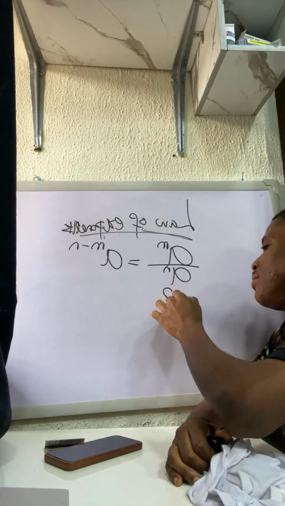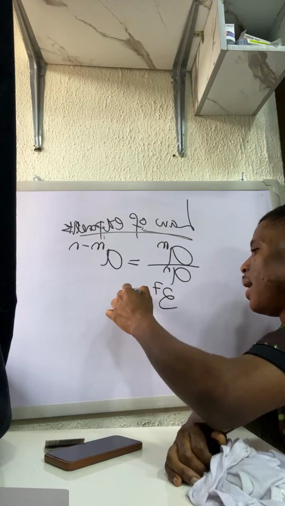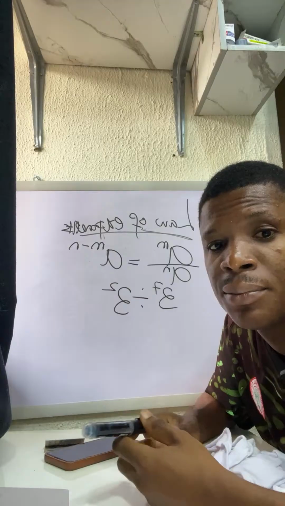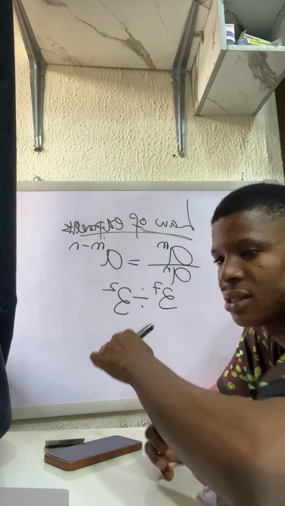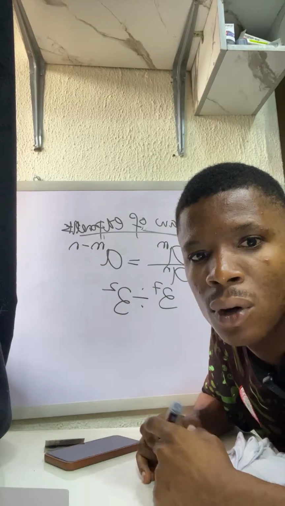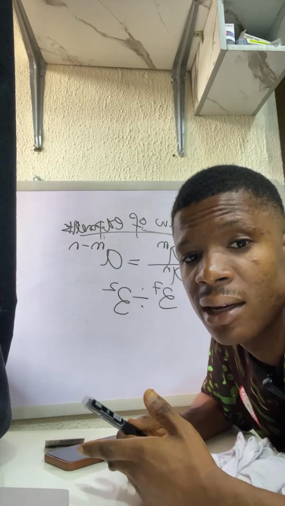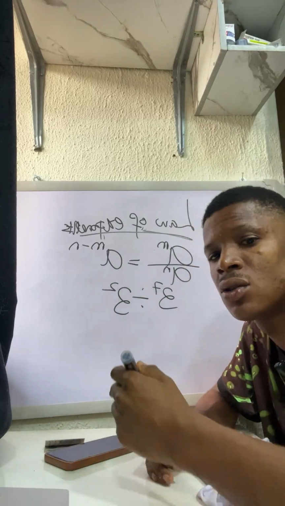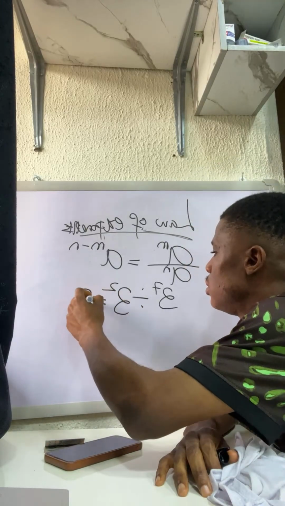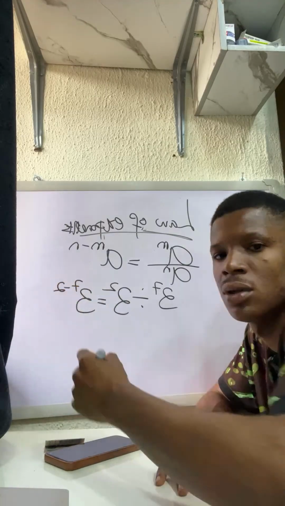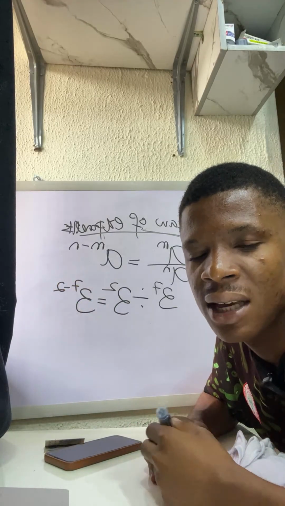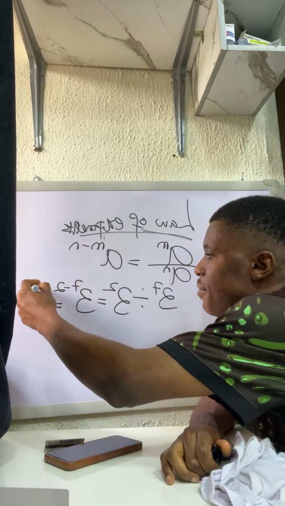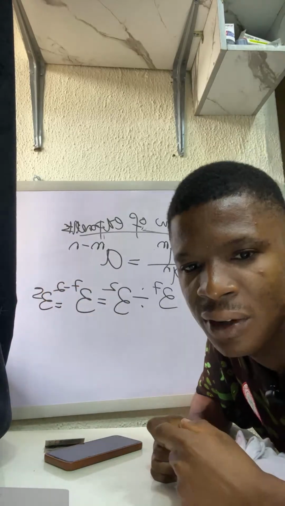Let's say we have 3 power 7 divided by 3 power 2. This is simple. Why is it simple? The bases are the same. The base is 3 and the base is 3. Since the bases are the same, all I have to do to find the value of the expression is to subtract their powers. So we just have to do 3 power 7 minus 2, which is the same thing as 3 power 5. And that's the answer. Very, very simple.